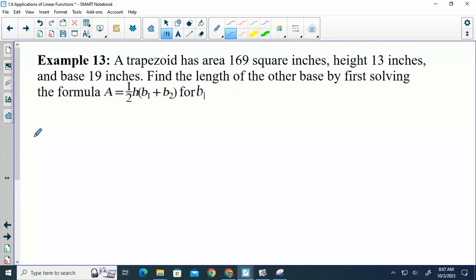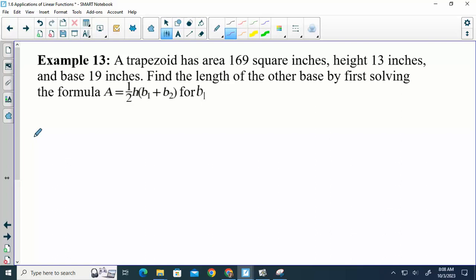Alright. Let's take a look at this problem. A trapezoid has an area of 169 square inches. The height is 13 inches and one base is 19 inches. Find the length of the other base by first solving this formula for b sub 1.